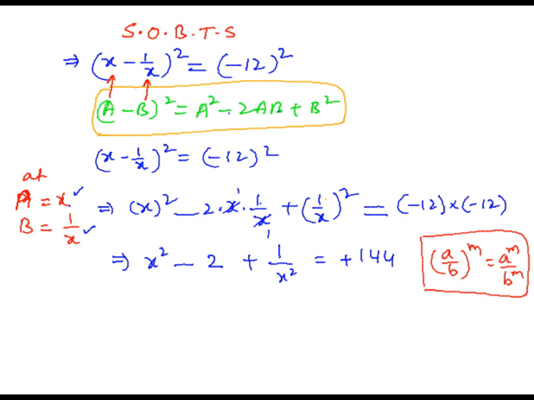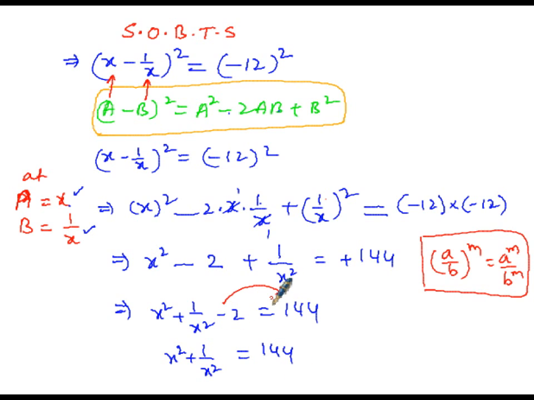Then that implies x square plus 1 by x square minus 2 is equal to positive 144. I need only x square plus 1 by x square. So x square plus 1 by x square is written on the left hand side, and that is equal to the right hand side quantity, 144. I want to transpose minus 2 to the other side. So minus 2 on the other side becomes plus 2. That is equal to 144 plus 2, which is nothing but 146. In this manner, I got that the value of x square plus 1 by x square is 146.